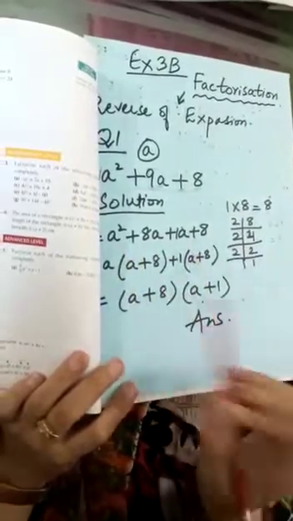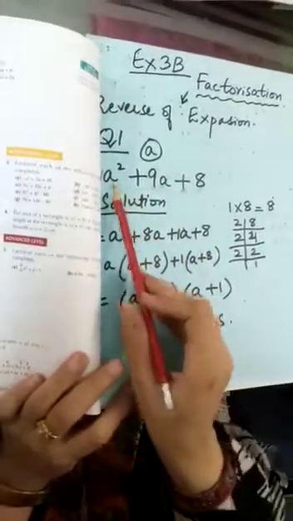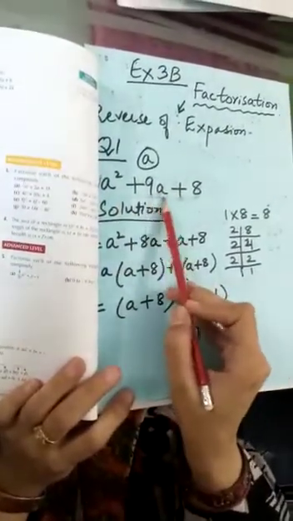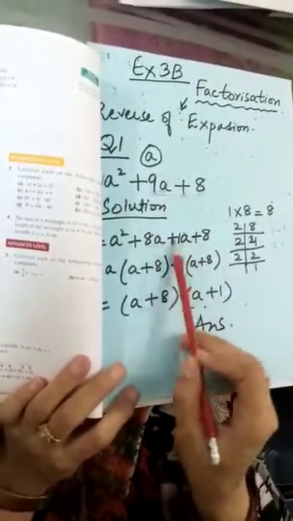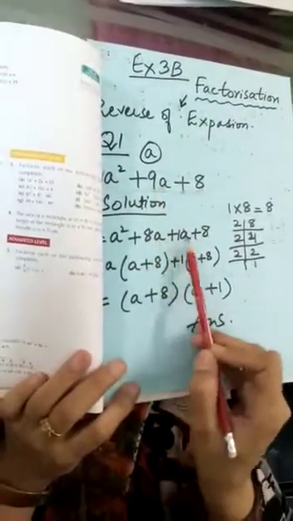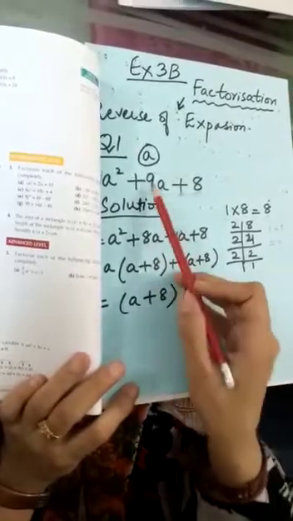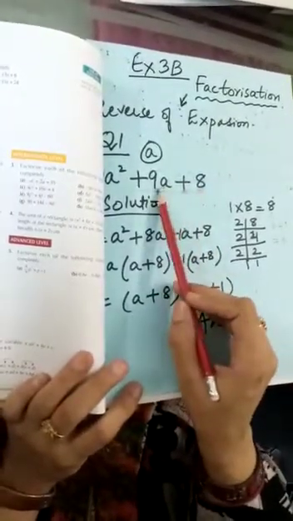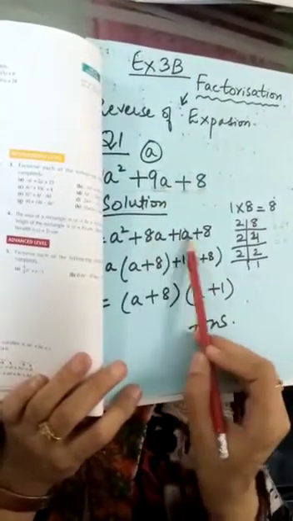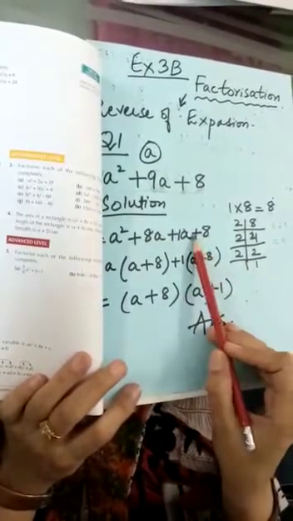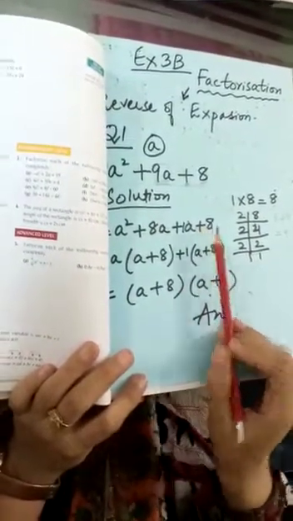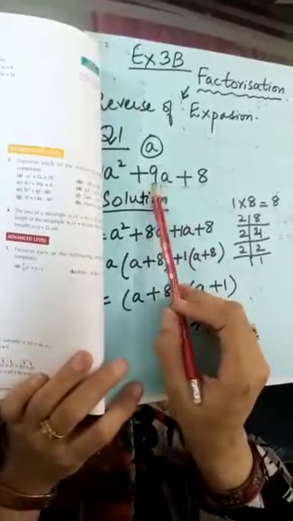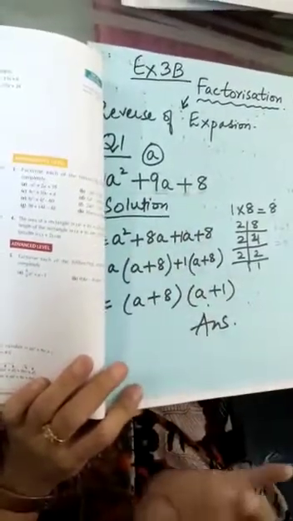Now you have to factorize. How? The first term as it is, the middle term is going to break. How to break? 8 plus 1, because when you multiply, it will become 8, and when you add, it will become 9. So 8a plus 1a; 1a or a is the same, plus 8. Now in the question you had 3 terms, now you have 4 terms.